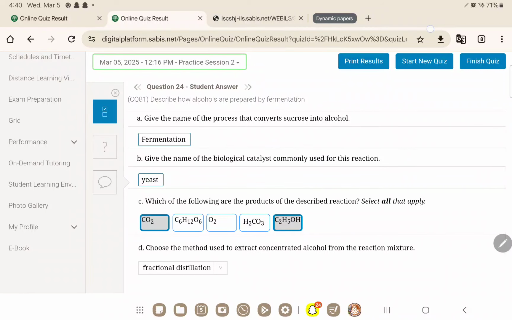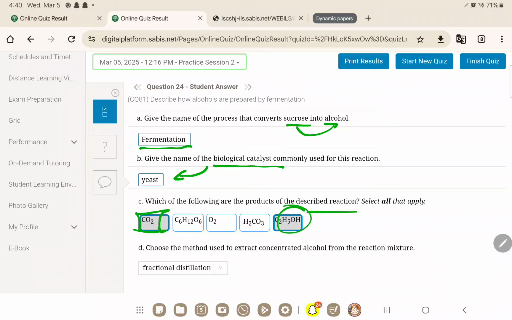Okay, so which of the following produces sucrose into alcohol? It's fermentation. The biological catalyst is yeast. By the way, this is another one of the ones where if you put capital Y, it will mark you wrong for some weird reason. So beware. Now, which of the following products is described in the reaction? If you took bio, you would know it's ethanol and carbon dioxide.